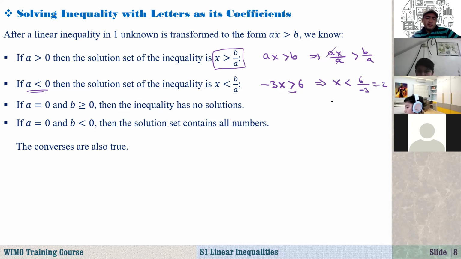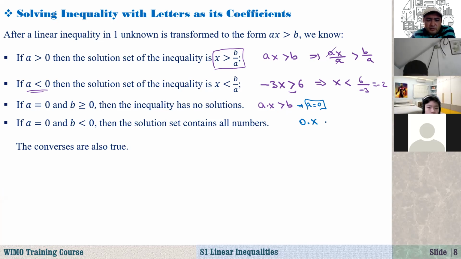Okay. And how about number 3? If a is equal to 0, that means that, suppose that here we have a times x. We are talking about this inequality, right? And I'm saying that if a equals 0, what does it mean? If a equals 0, our inequality becomes 0 times x, and here on the right we have b, right?